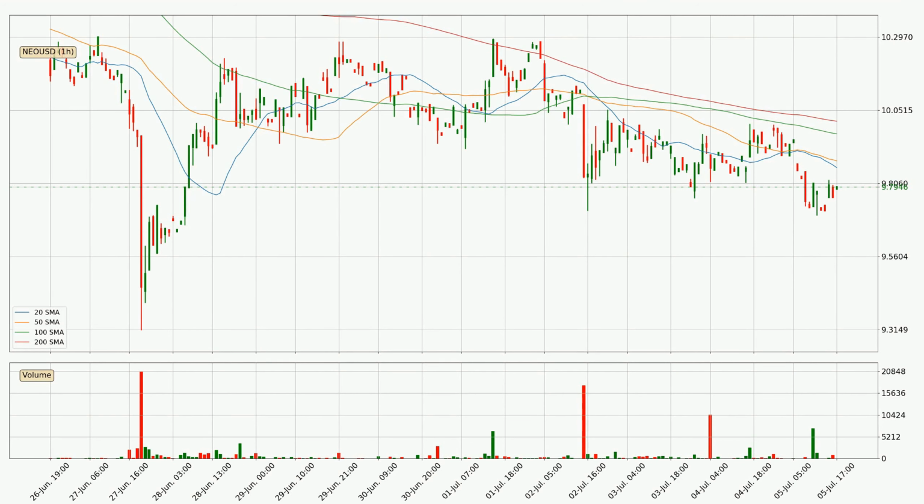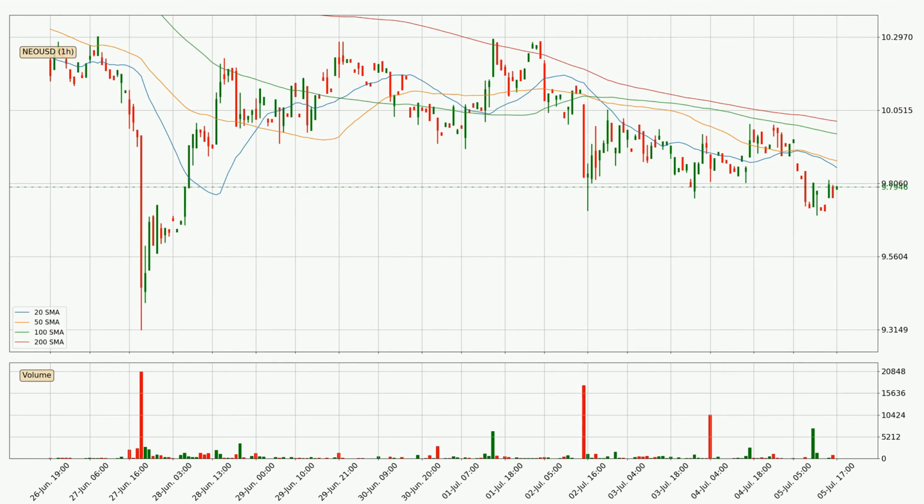Moving to the hourly simple moving averages, the current price is below all simple moving averages for this time interval, which looks bearish, and it is to watch if the closest SMA, the 20 SMA, will play as resistance or the price will break it to the upside above the current price of around 9.86.